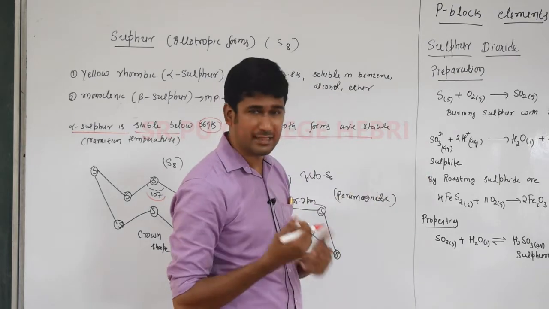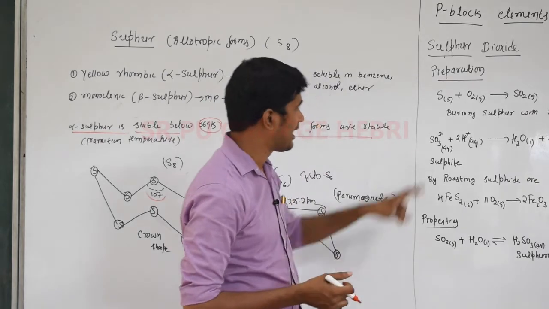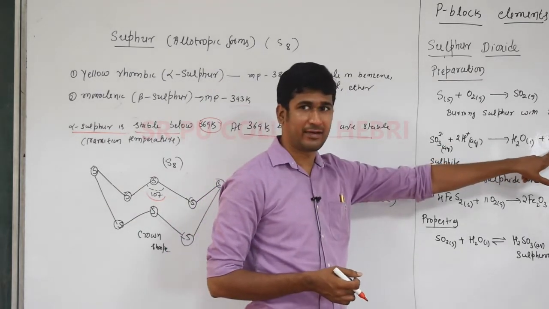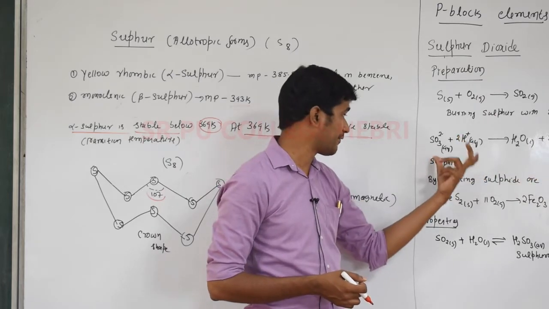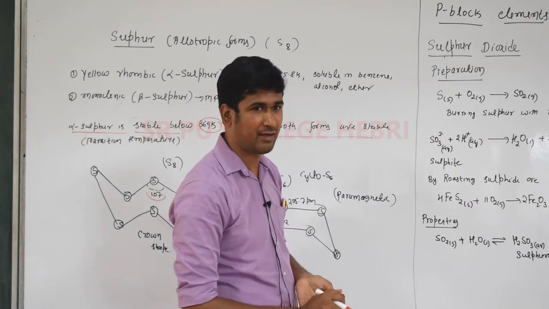By the acidification of sulfite, SO3 2 minus, when it is treated with an acid, what do you get? You get sulfur dioxide. Aqueous sulfite, on acidification, gives you SO2, sulfur dioxide gas.